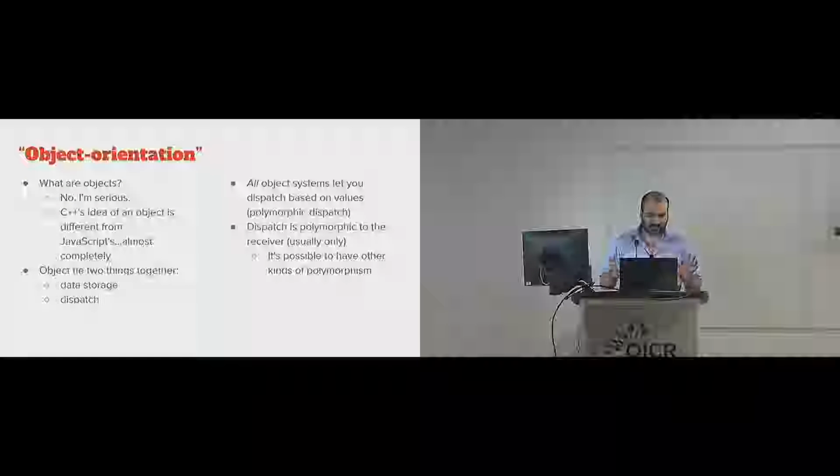So for object orientation, what are objects? And no, I'm serious. What are objects? I mean, C++'s idea of an object and JavaScript's idea of an object are almost comically different. The fact that they're both objects is there's a dot and then you can put something after that. That's about all they really have in common. So object orientation is about tying together data storage plus dispatch. I have this data and I want you to call this function on it all the time. Those two things are now inseparable in some way. That's really the core of object orientation.